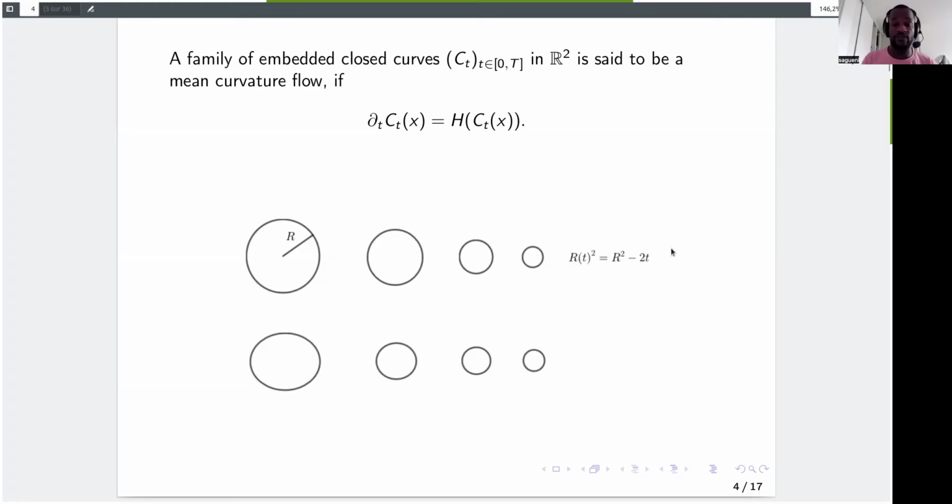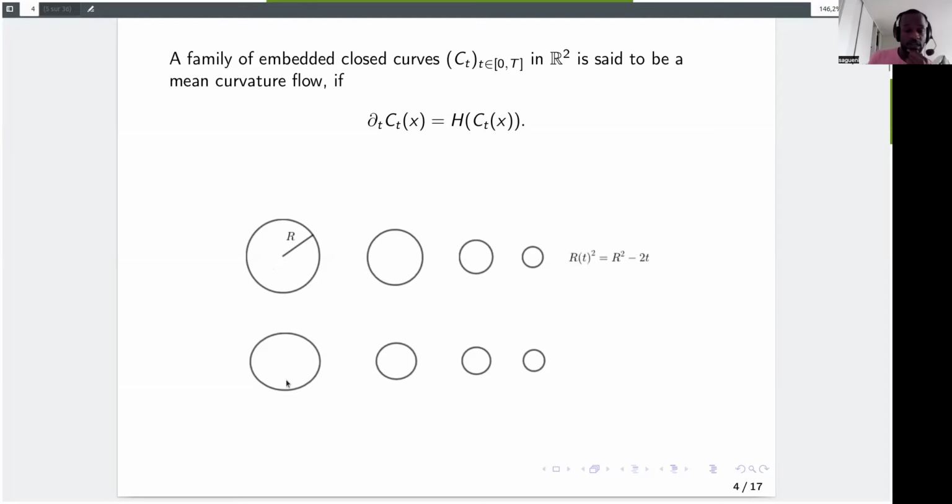And why do we have this equation? Why does the radius satisfy this equation? Because when I derive this formula, I get 2 derivative of r times r equals -2. So the derivative of r equals 1 over r, and 1 over r is exactly the curvature of a circle. So that's why the evolution is given by this law.